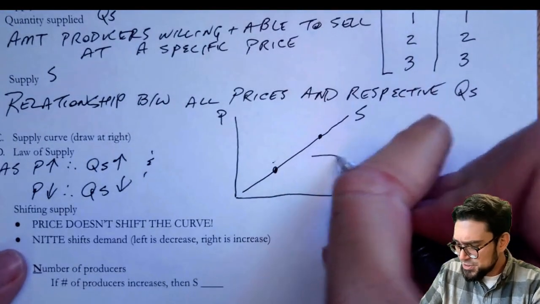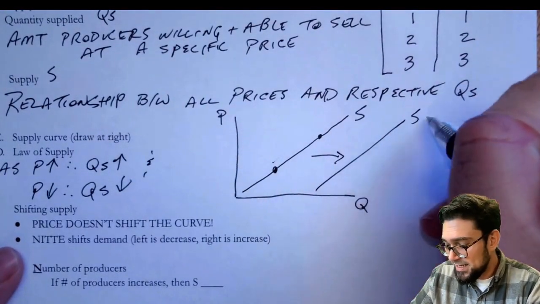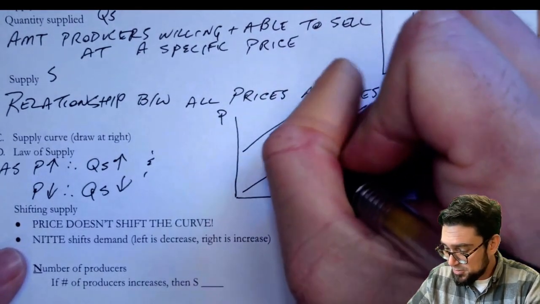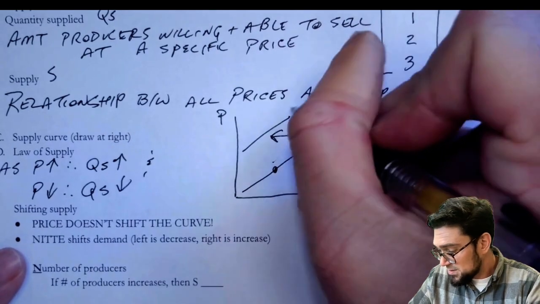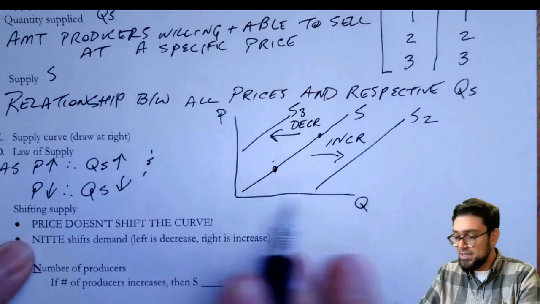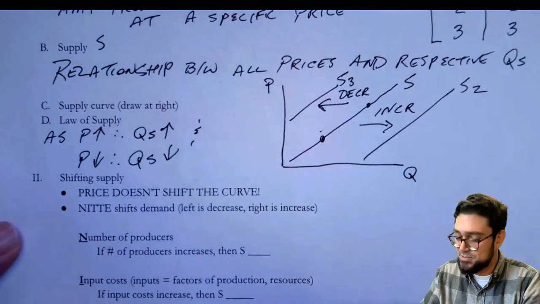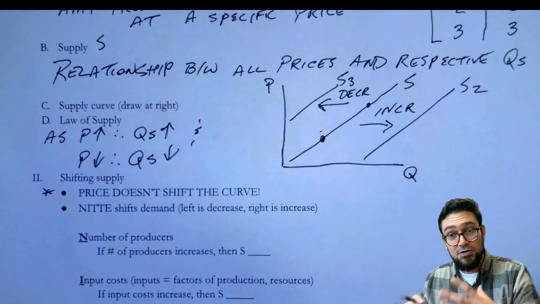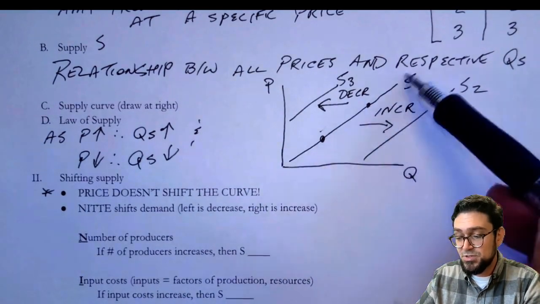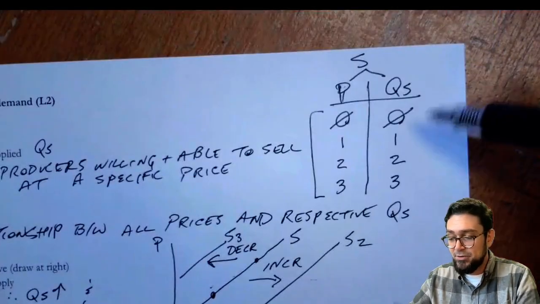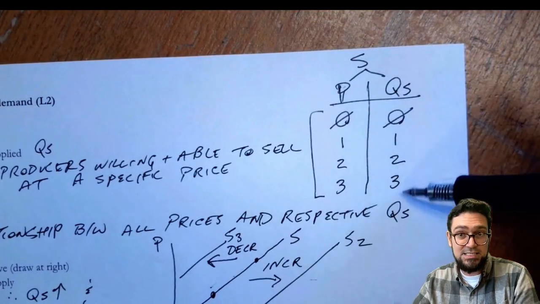Just like with our prior lecture, an increase is always going to be to the right and a decrease is always going to be to the left. So you could have an increase in supply or a decrease in supply, but they're not going to happen as a result of price. Remember, price doesn't shift the curve. The only thing that price is going to do is move us to a different point on the same function that we already had. If we were changing supply, it would be a whole new set of quantities supplied.